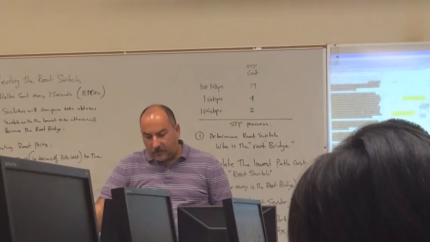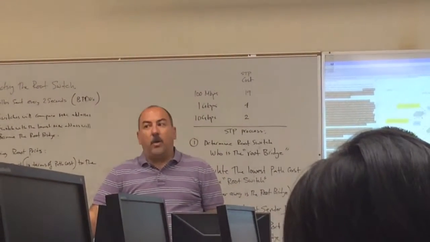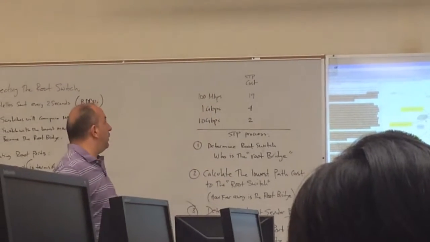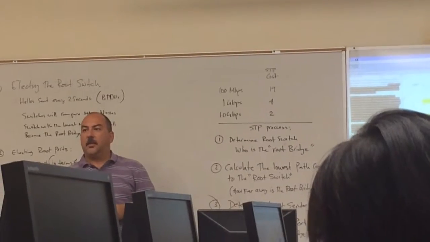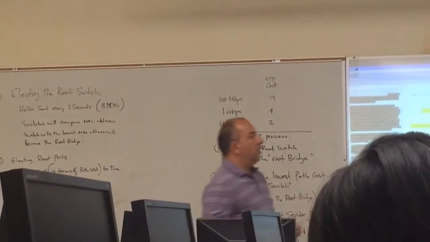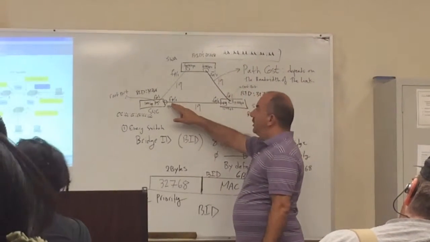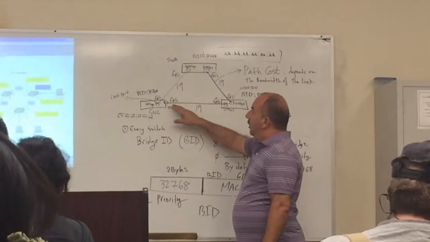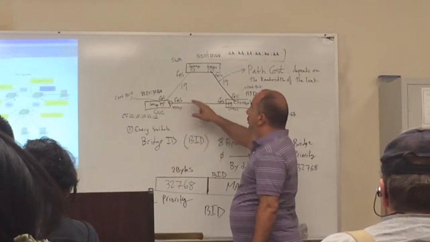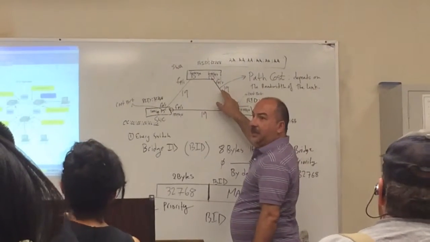You're talking by feet? I'm sorry? You're talking about by feet? No, we're talking about the bandwidth. These numbers. They're all the same, but let's say, for example, if you look at this port here of 0/2, its distance to here is 19 plus 19.